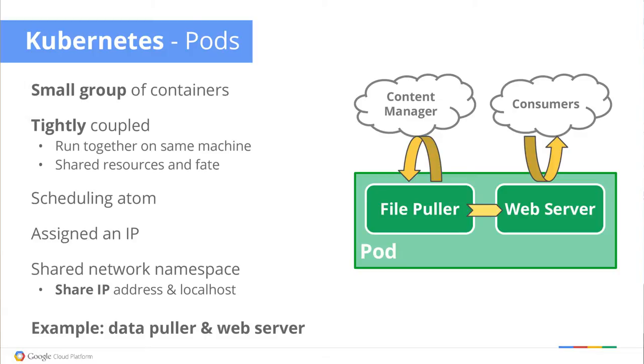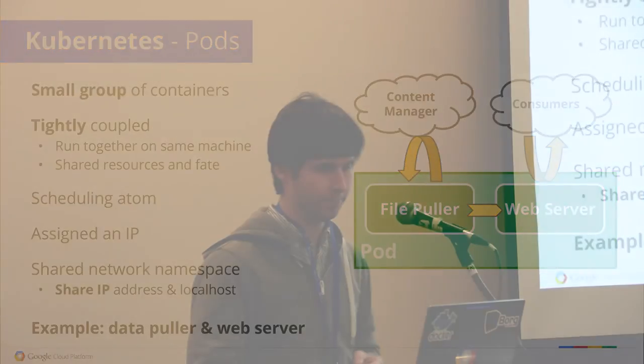So this is the scheduling atom in Kubernetes. Whenever we talk about anything that we run, anything that we schedule, it's a pod. It's the thing that we always talk about. And so things within a pod do share a lot of things. What's relevant here is that they do share a network namespace. So within themselves, they can talk to each other as localhost. They share the port address space, and they share one single IP address, which is routable. And we'll talk a little bit more about that.